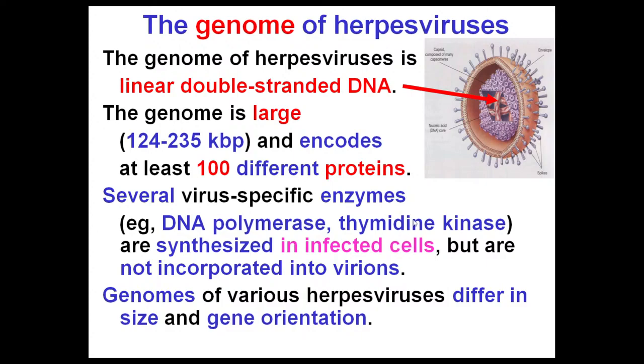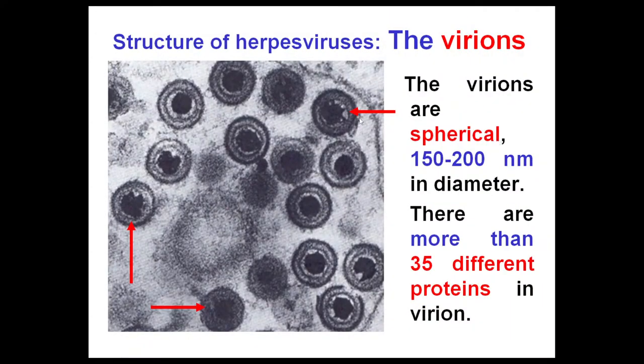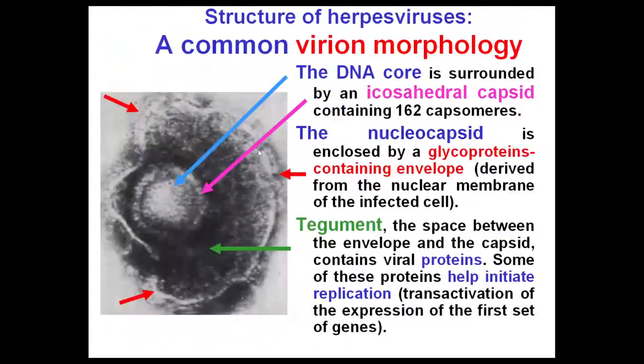Herpesviruses have a double-stranded linear DNA genome, and it is quite large. This genome encodes up to 100 different proteins. I would like to underline, my dears, that 35 of those proteins can be found as structural proteins in a virion.